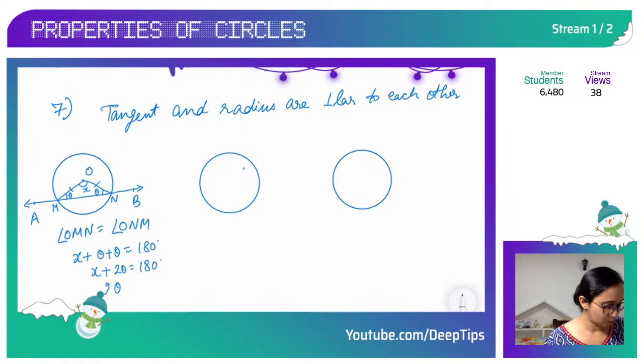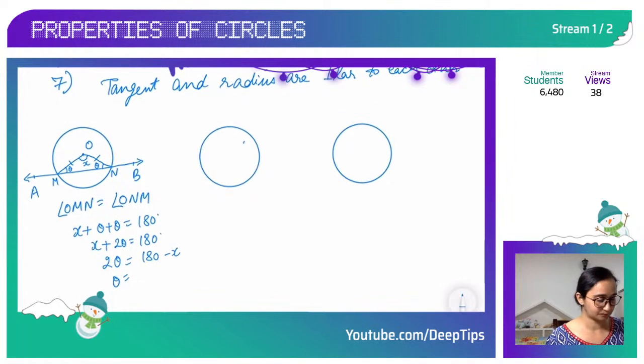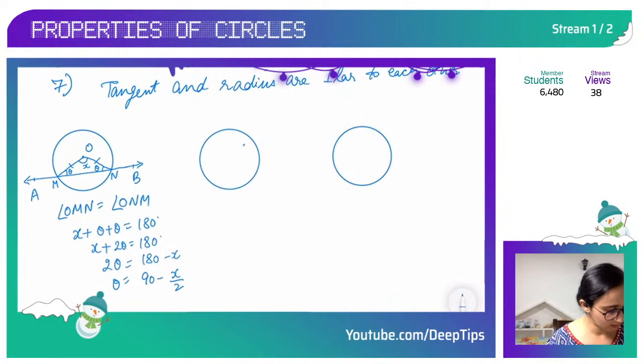So my 2 theta equals 180 minus X, so theta is 90 minus X by 2. So I got the value for my thetas. Both my thetas are 90 minus X by 2.